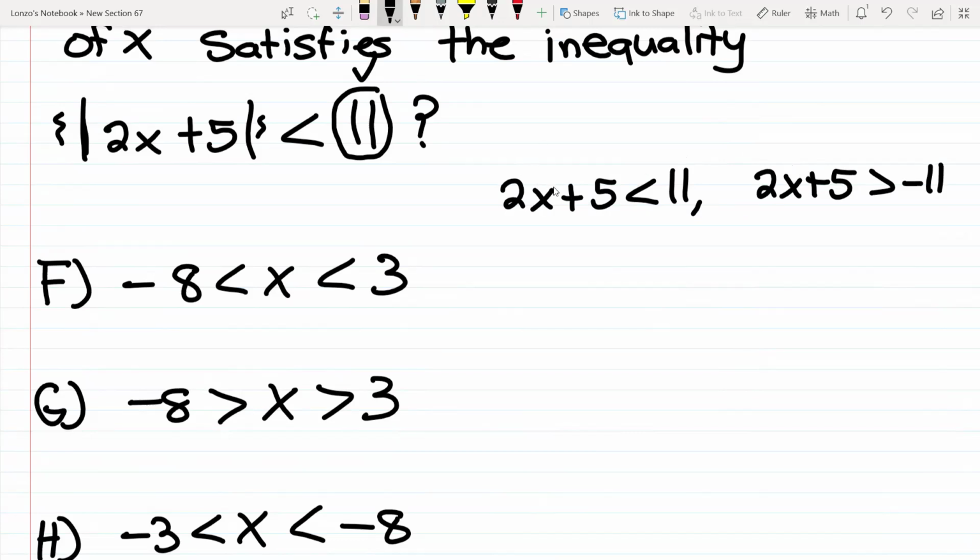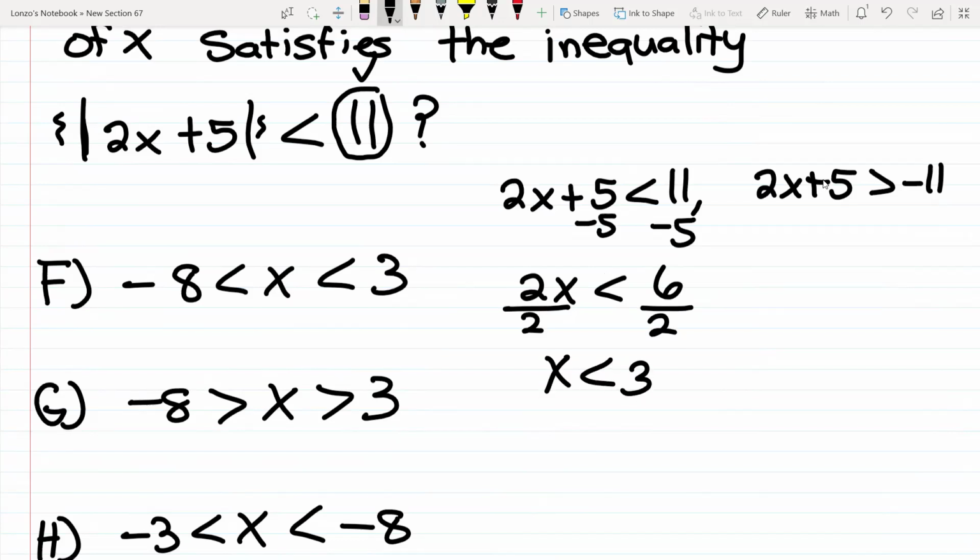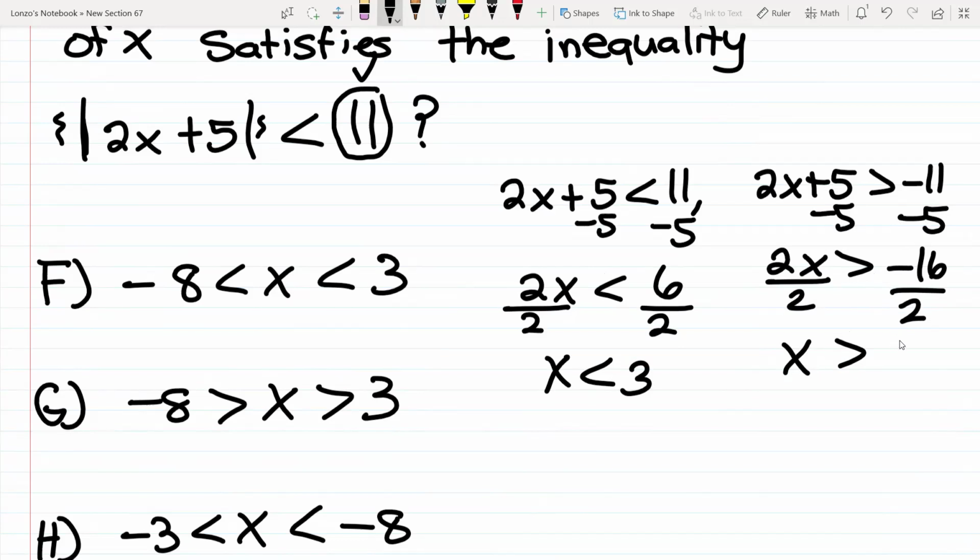Okay, go ahead and solve for x. So you're going to subtract 5 from both sides. So you get 2x is less than 11 minus 5, which I believe is 6. And then divide this by 2 and you get x is less than 3. Okay, over here do the same thing. You're going to subtract 5 from both sides. You get 2x is greater than negative 11 minus 5, which is negative 16. Divide this by 2, and the sign stays the same. Negative 16 over 2 is negative 8.